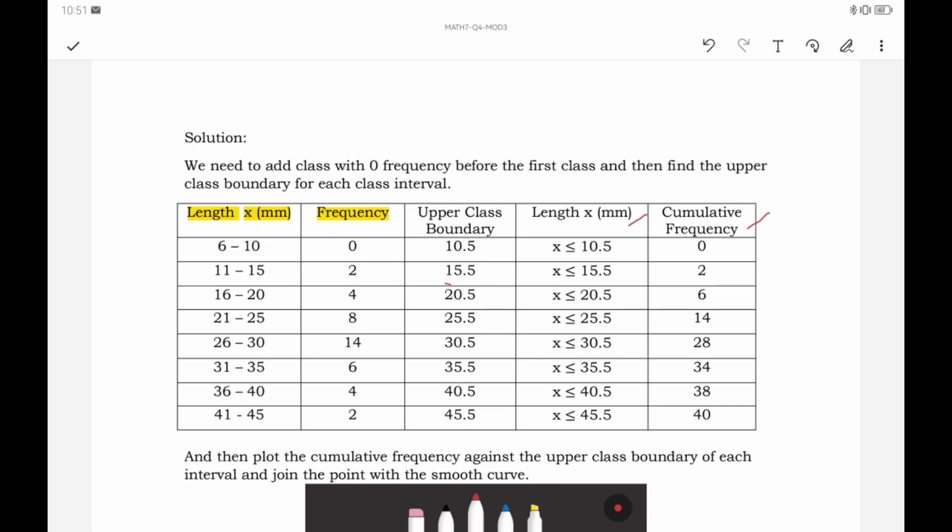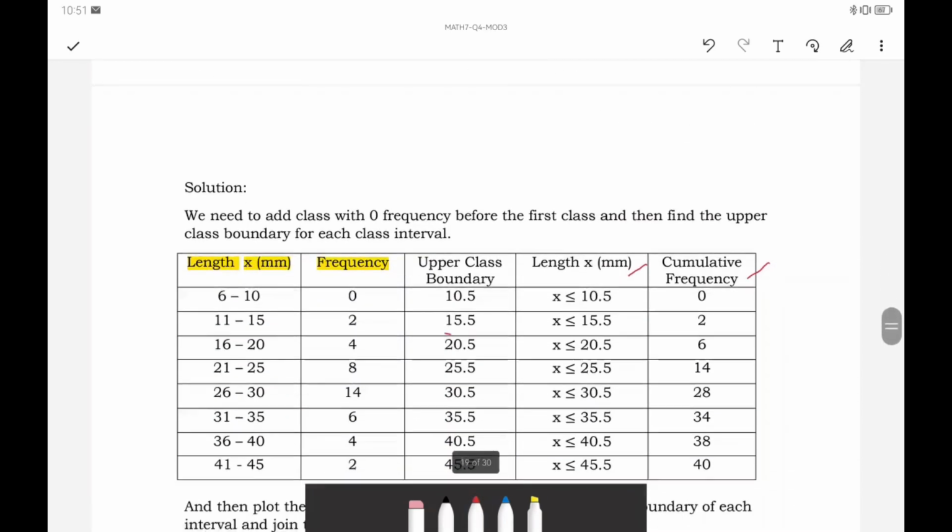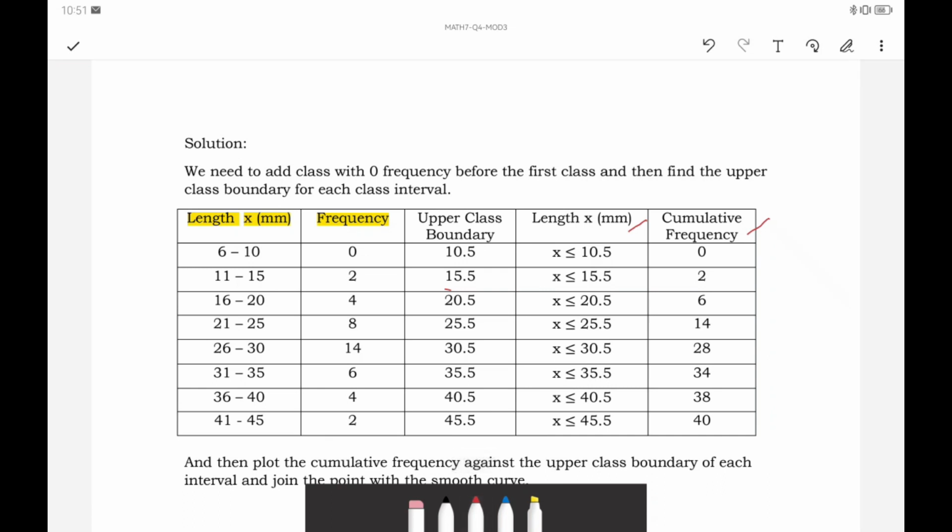The length and frequency, we just copied from what is given here. To get the upper class boundary, we take the upper class limits and add 0.5. So for 6 to 10, the upper class boundary is 10 plus 0.5, which is 10.5; 15 plus 0.5 is 15.5, 20 plus 0.5 is 20.5, 25 plus 0.5 is 25.5, 30 plus 0.5 is 30.5, 35 plus 0.5 is 35.5, 40 plus 0.5 is 40.5, and 45 plus 0.5 is 45.5.